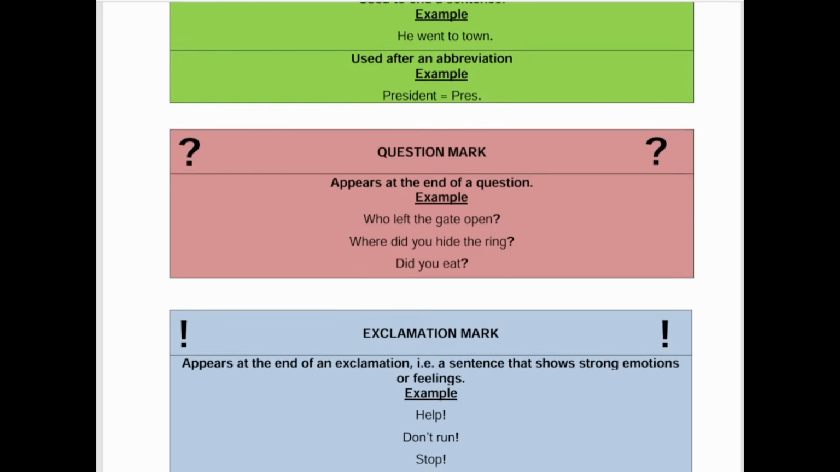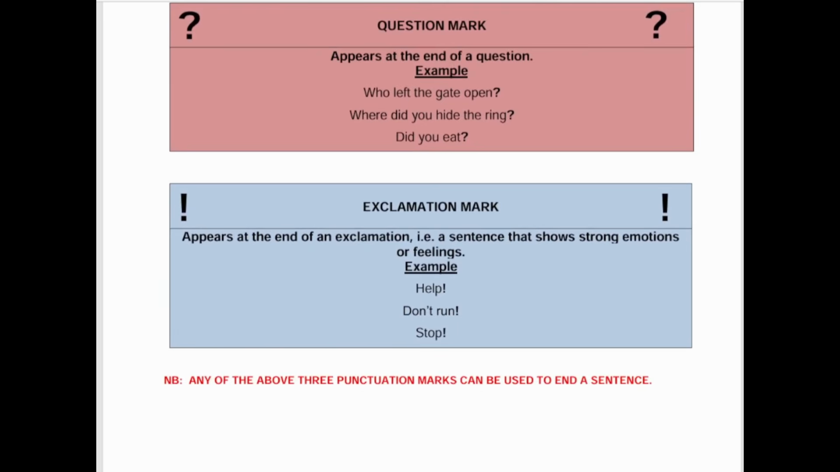Then the next one is the exclamation mark. An exclamation mark appears at the end of an exclamation, that is, a sentence that shows strong emotions or feelings. If a certain sentence is trying to bring out a certain emotion or feeling, you are supposed to place an exclamation mark at the end. Examples: help! Maybe you are shouting to someone to help you. At the end of that, you are trying to show that emotion of being in need, so there must be an exclamation mark at the end.